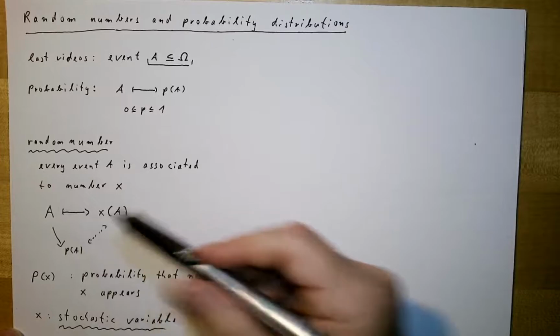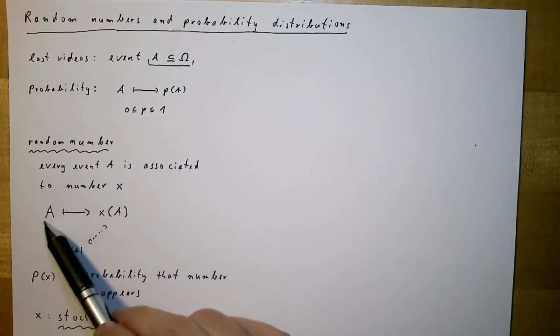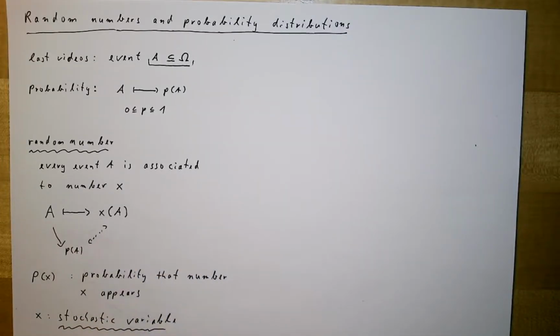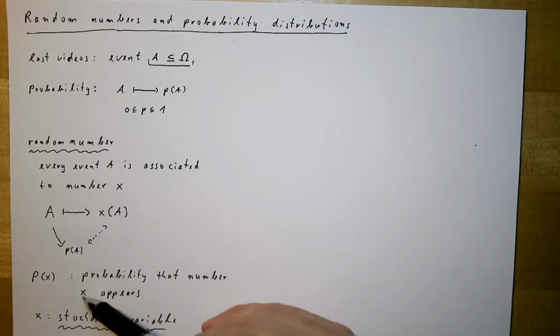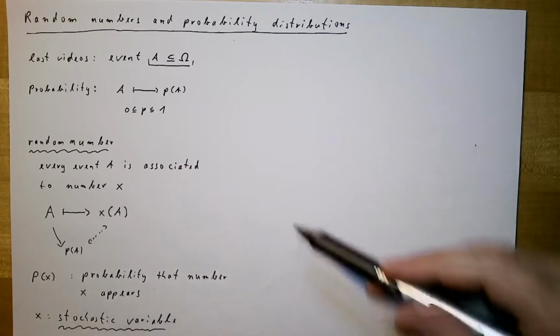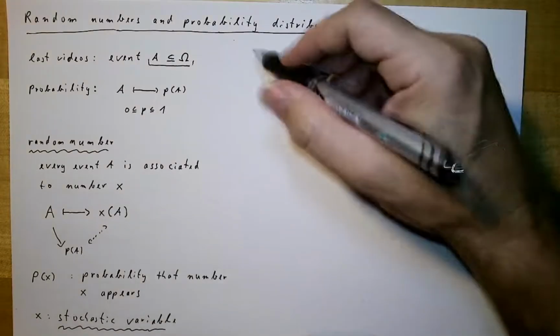So this is a very simple concept, that we map events to numbers, and in this way we can then associate numbers to measurements or to the state variables in our models. Let's look at a simple example.